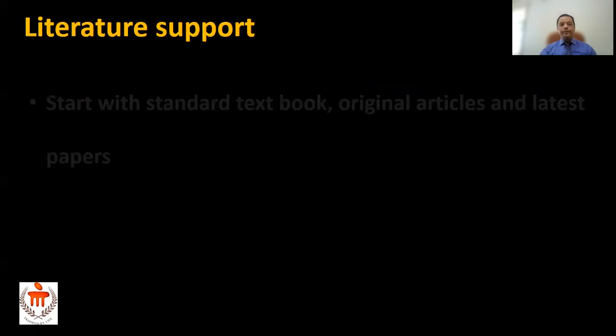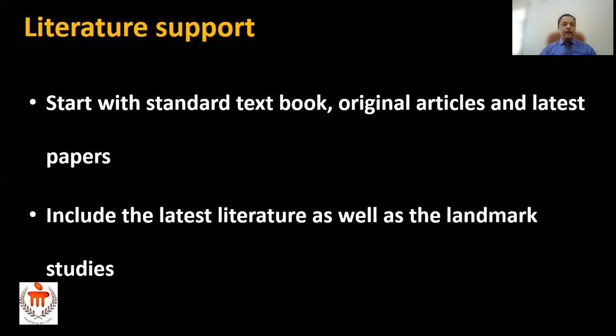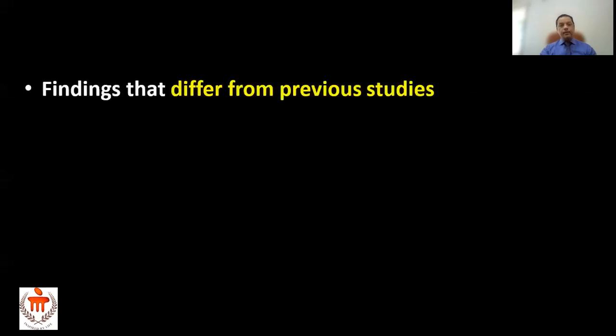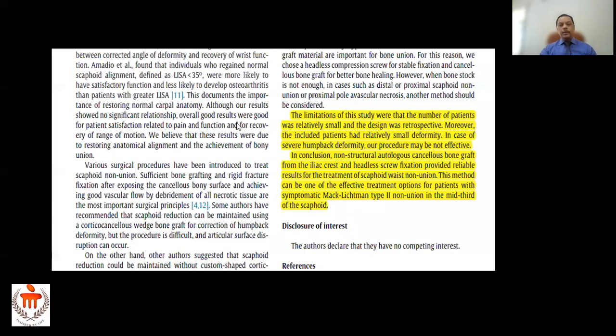Very, very important. So for the literature support, you basically start with the standard textbook, original articles, and the latest papers, and include the latest literature as well as the landmark studies for your topic. Findings that differ from previous studies, you make sure you substantiate, and you need to describe the limitations of the study and whether these limitations might have affected the results. So generally, the manuscript ends with the limitation of the study and finally the conclusion itself.